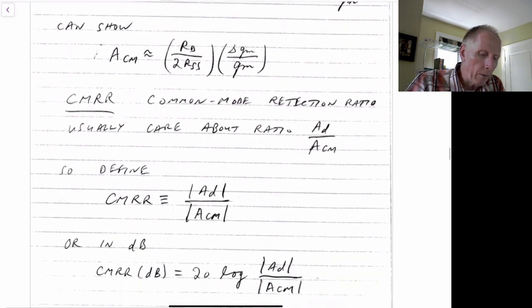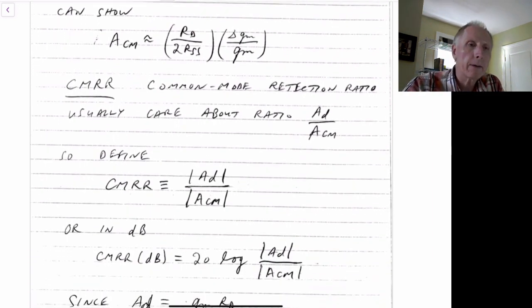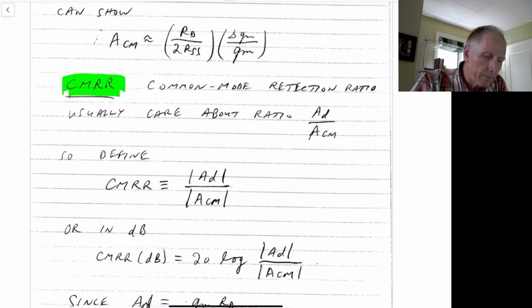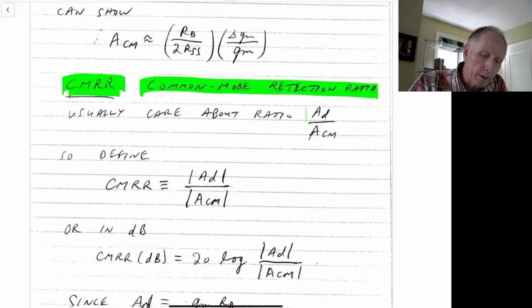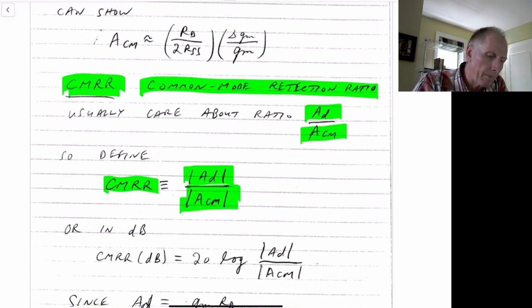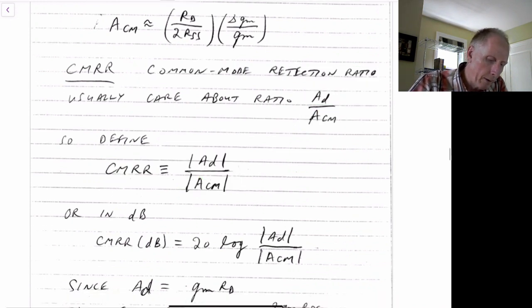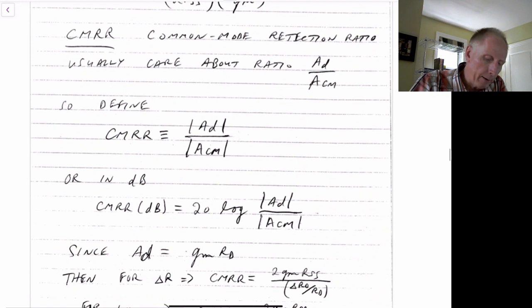Now, one thing about the common mode to differential gain is we want that to be much less than our differential to differential gain. So we define something called the common mode rejection ratio. This is the ratio of our differential gain to our common mode to differential gain. We define our common mode rejection ratio as the magnitude of the differential gain relative to the magnitude of the common mode to differential gain. In dB form, this would be 20 log of that gain.